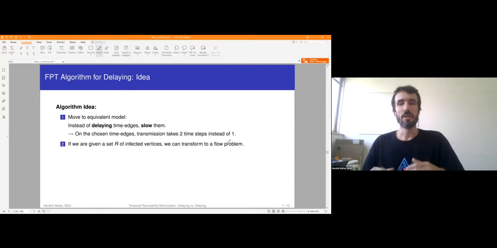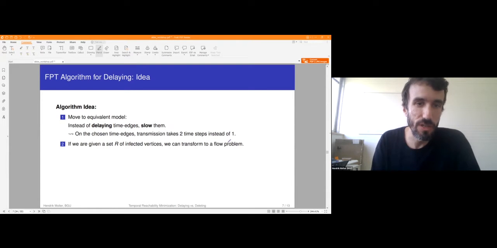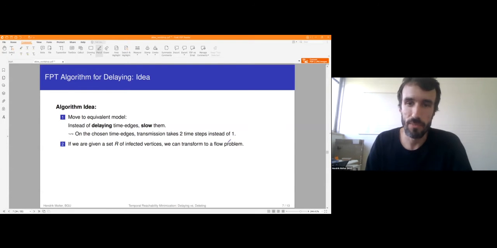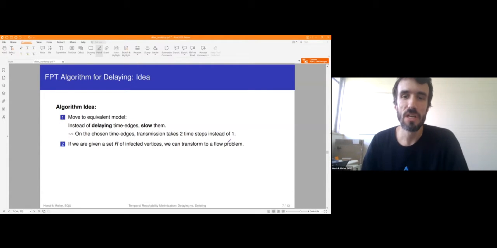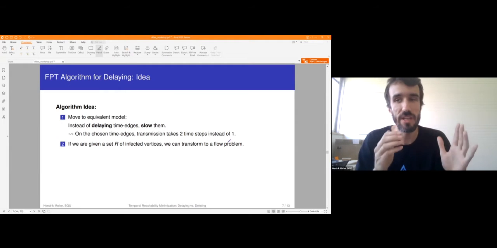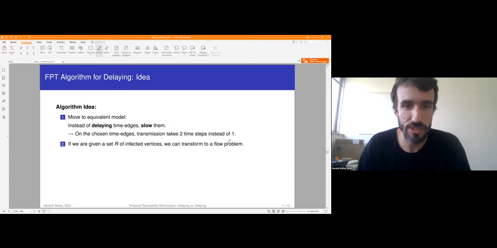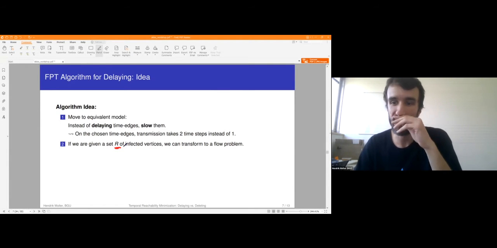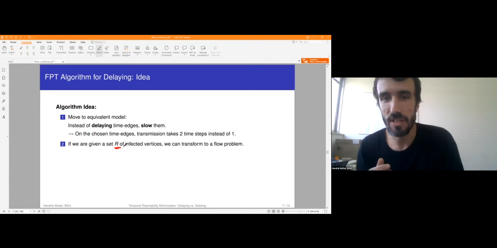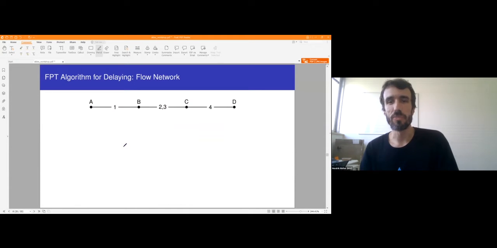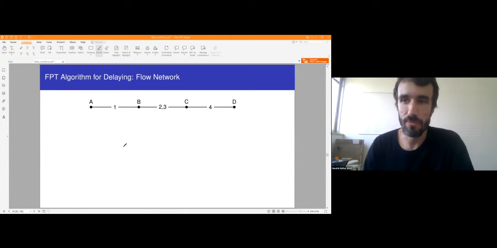And what we do is, if we are now given a set of vertices that are infected, together with the source or the outbreak, of course, we transform this into a flow problem in the following way, to check whether we can actually contain the outbreak to those R vertices by doing at most the K delay or slow operations that we are allowed to do. So let me try to show you how we do that. Let's assume we have this very simple temporal graph here with four vertices, and the underlying graph is a path.